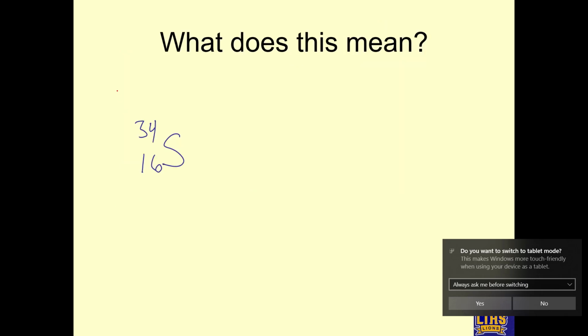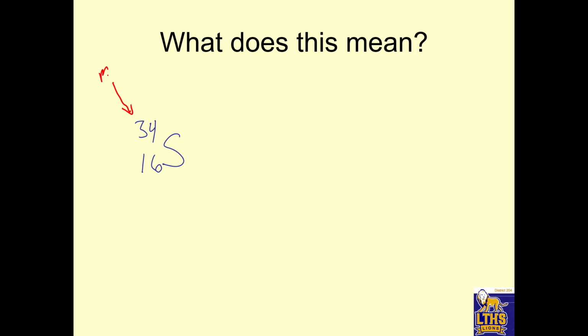What does this mean? You've seen these before sometime or another, in chemistry and middle school. That is the mass, and the mass is found by adding protons plus neutrons. I abbreviate protons P positive, neutrons N with a zero, and electrons E negative.